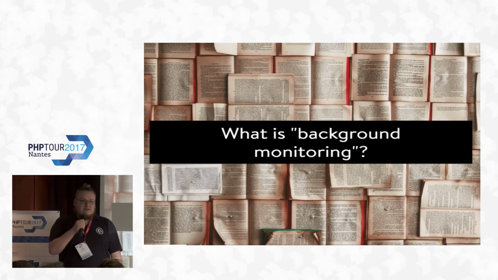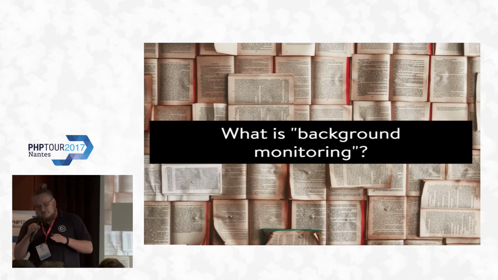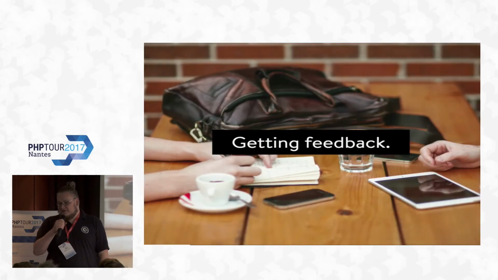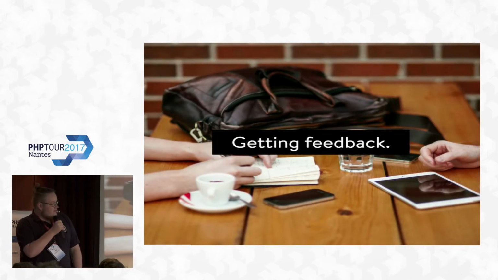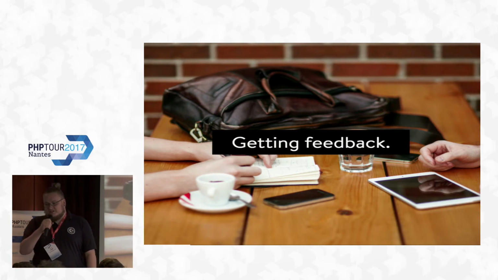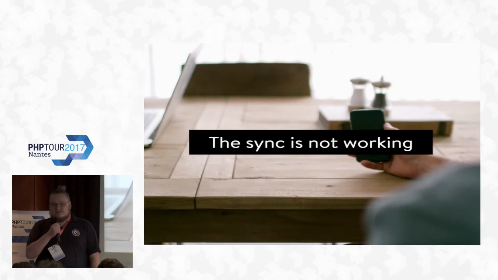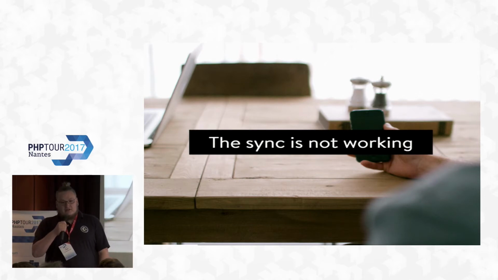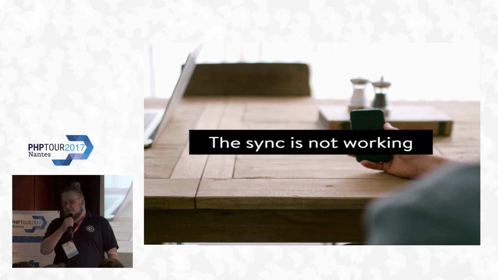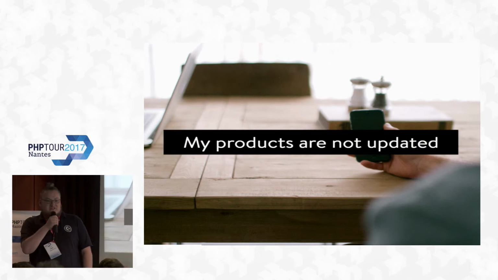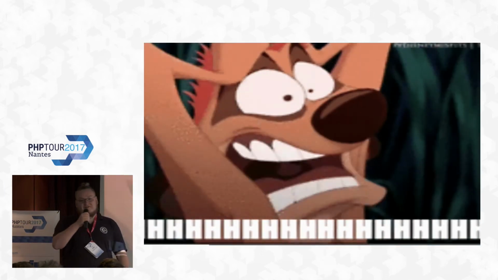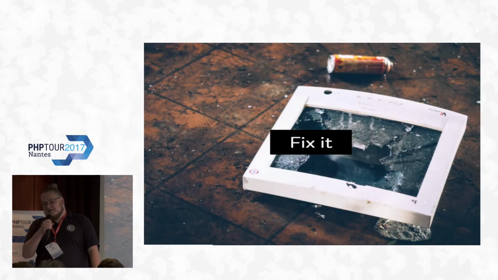But how does it look without this background monitoring? Just how it works in the worst case. Probably instead of finding a bug, you will be getting feedback. So, "the sync is not working." You will get this feedback from your product owner or from your customer, which would be the worst case. Maybe "my products are not updated," or in the worst case scenario, "my site is down." Probably your whole team will go like, we have to fix this.